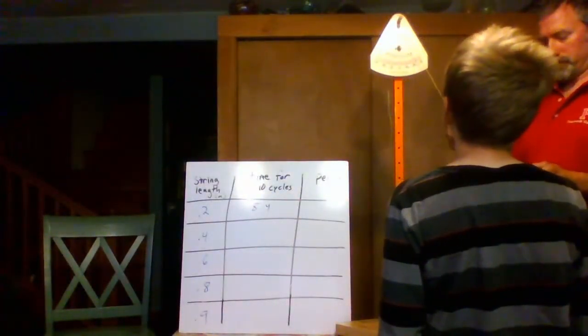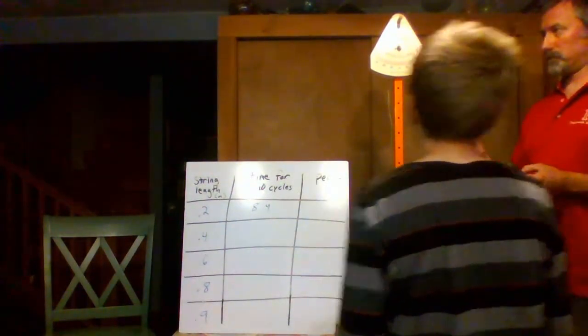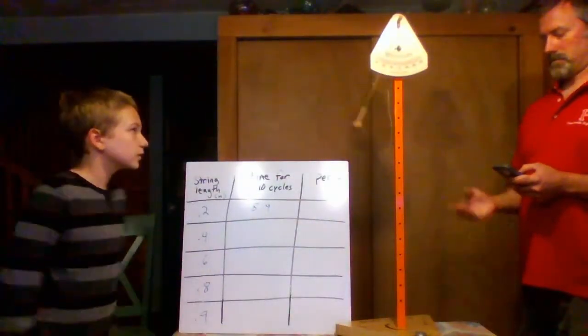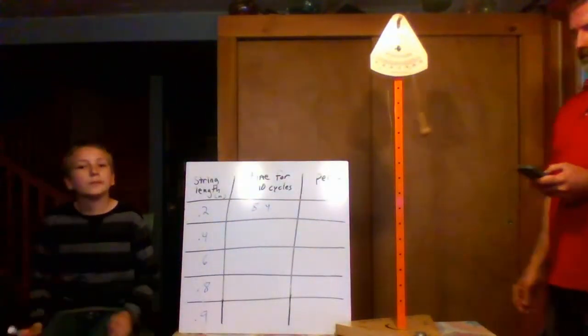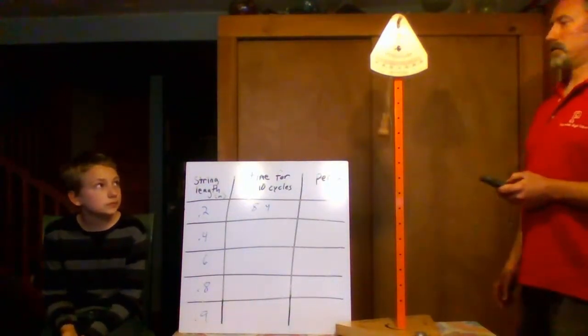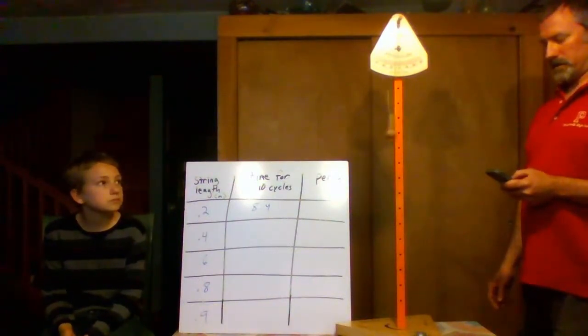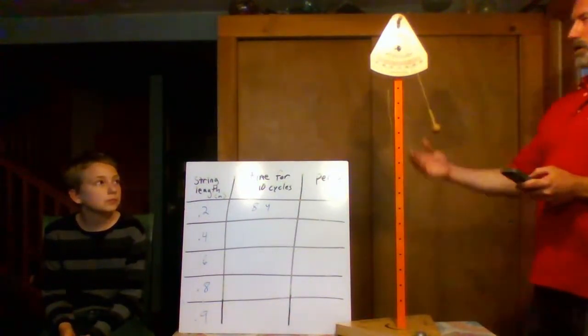Am I at 30? A little bit more. A little bit less. Teensy bit. Perfect. 1, 2, 3, 4, 5, 6, 7, 8, 9, 10. 12.1.